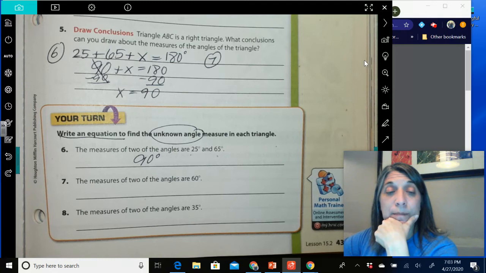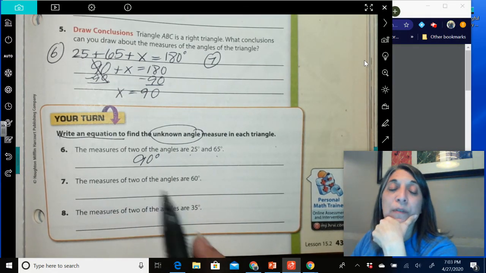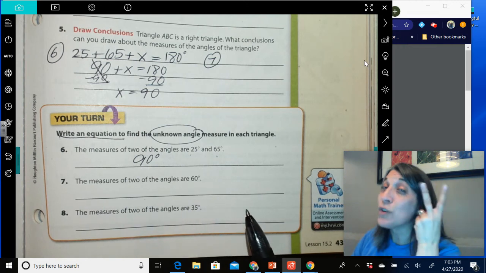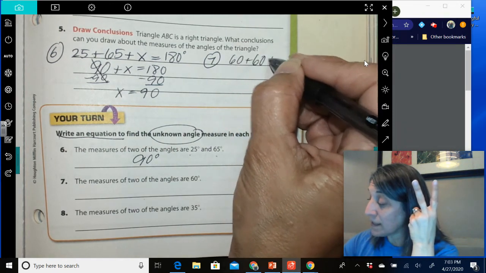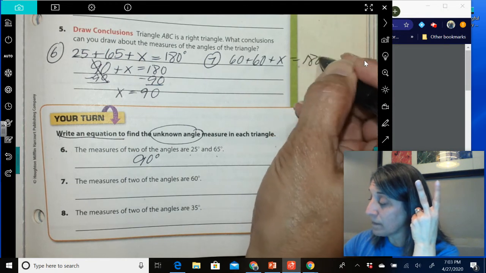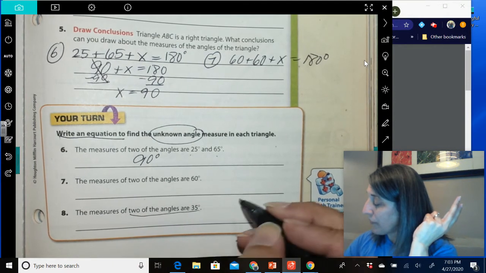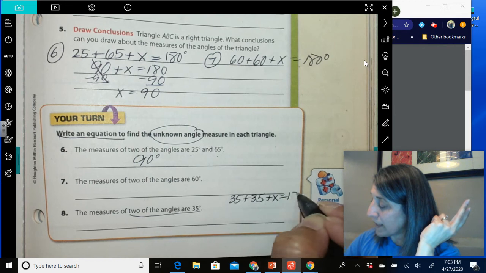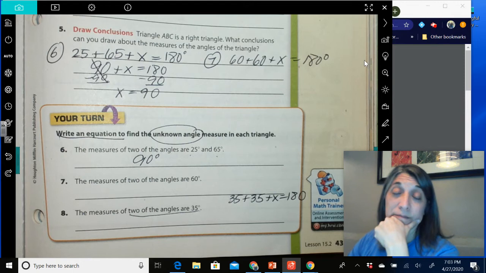Well, let me do the first number 7 together because it's different. The measure of 2 of the angles are 60. Okay, that's really not that hard, is it? It's telling us 2 of the angles are 60, which means I have 60 plus x equals 180 degrees, right? And then let's solve this one. 2 of the angles are 35. 35 plus x equals 180. Can you solve those? Try, and then unpause when you're done.